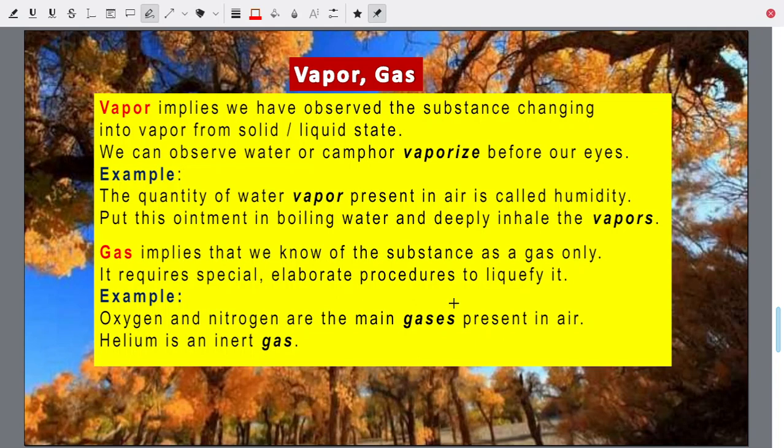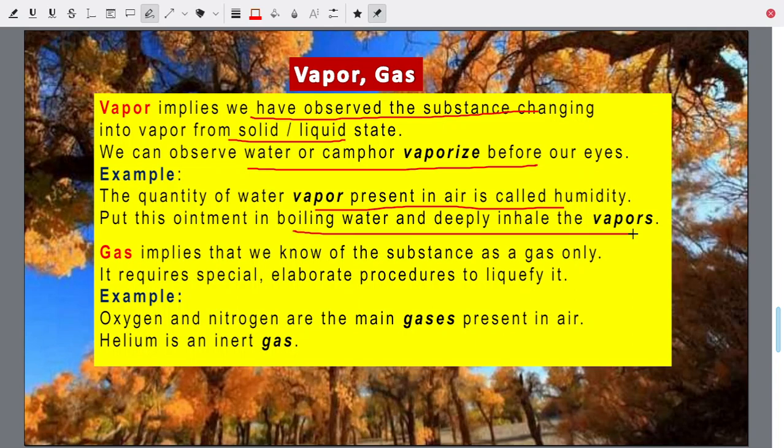Vapor and gas. Vapor implies we have observed the substance changing into vapor from solid or liquid state. We can observe water or camphor vaporize. You have observed it changing from liquid to gas state or from solid to gas state. The quantity of water vapor present in air is called humidity. Put this ointment in boiling water and deeply inhale the vapors.